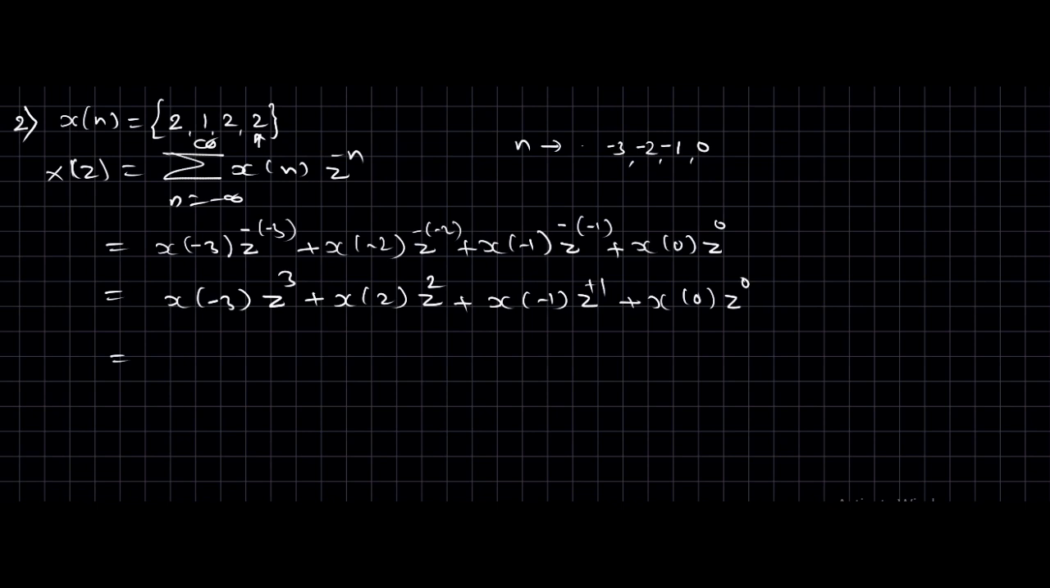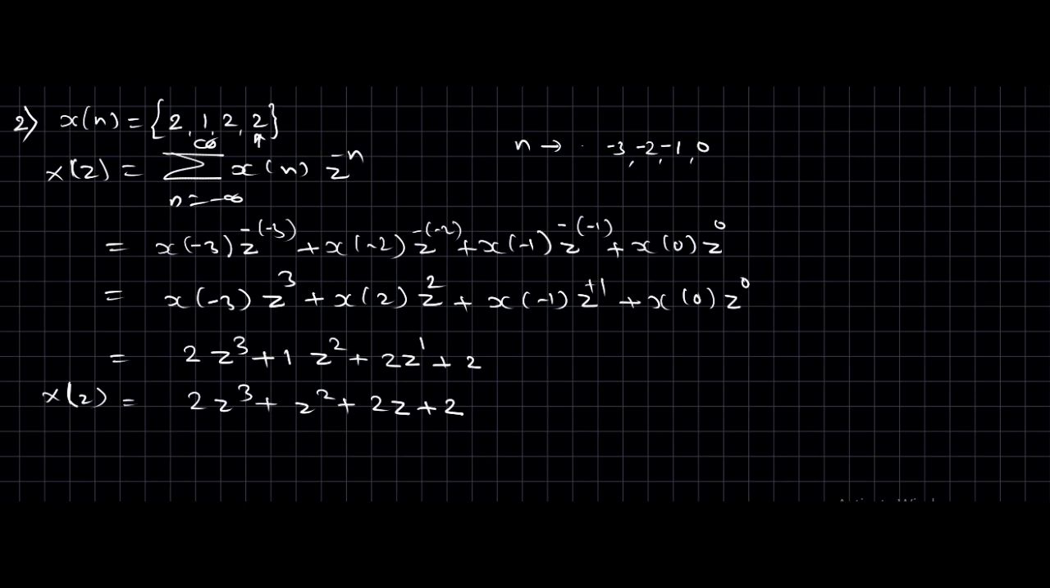So it is x of minus 3. What is the value of x of minus 3? It is 2. So 2 z cube plus 1 z square plus 2 z raised to 1 plus x of 0, which is 2, and z raised to 0 is 1. So we are getting this equation. Now we have this X of z, the z transform of x of n. So it is 2 z cube plus z square plus 2z plus 2.